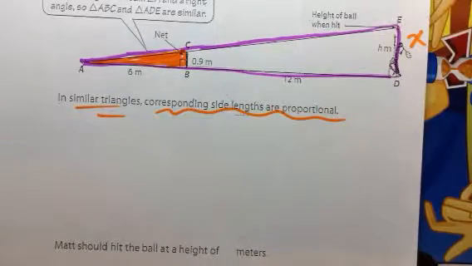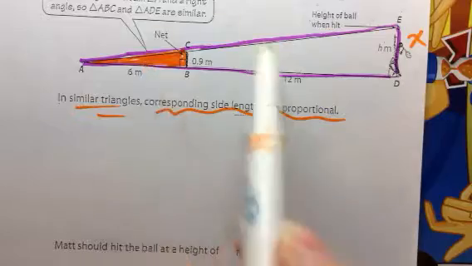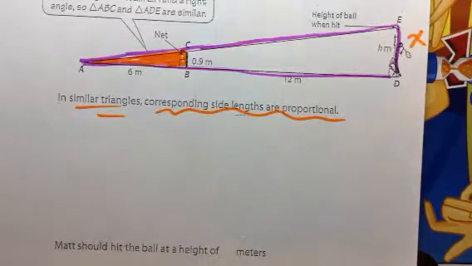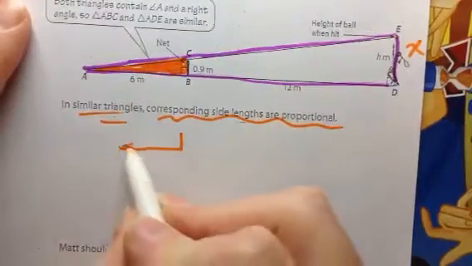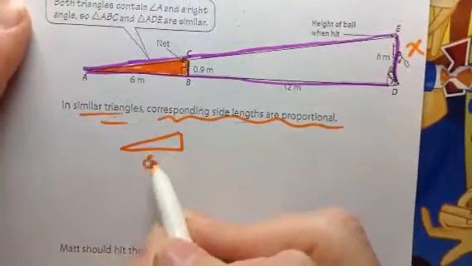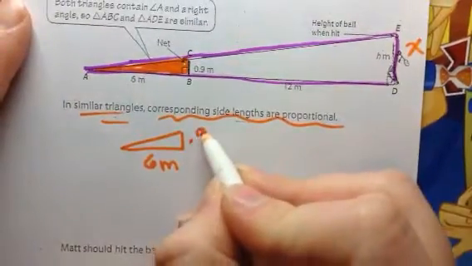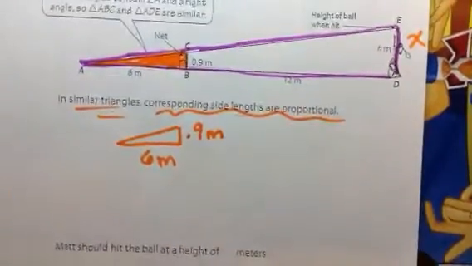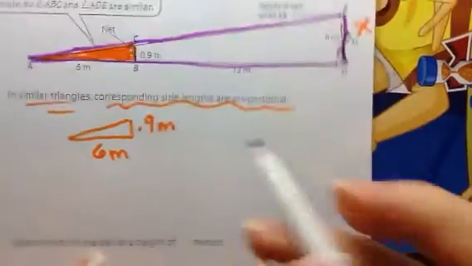The best thing to do whenever your shape is combined into the other one is to draw them separate so it's easier to see and set up your proportion. So I have this little triangle. You want to bring its dimensions with it, 6 meters and 9/10 of a meter. And then I have that large triangle.